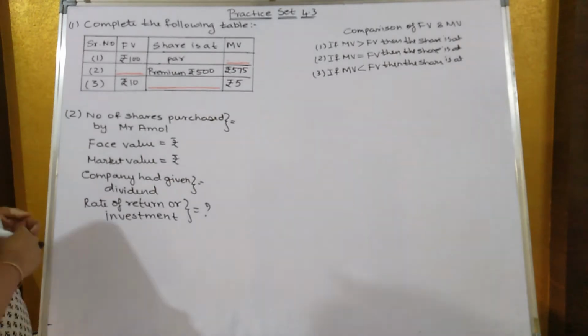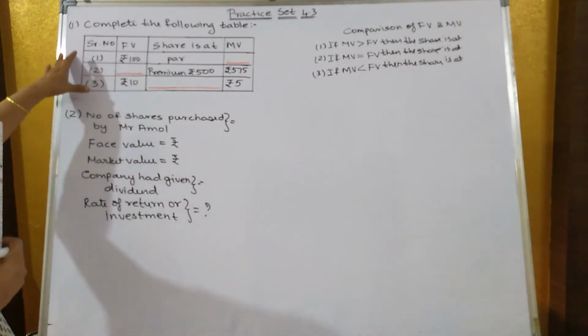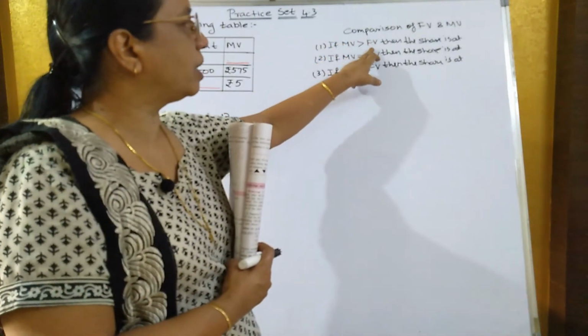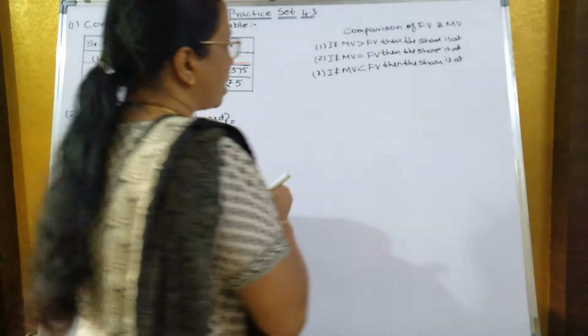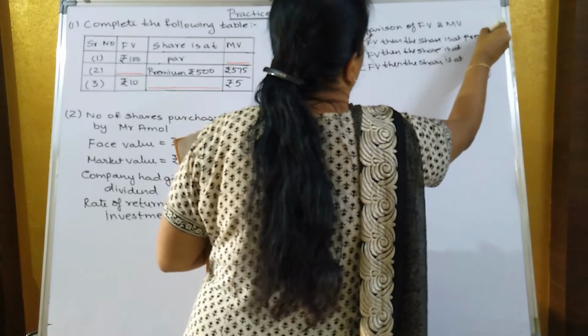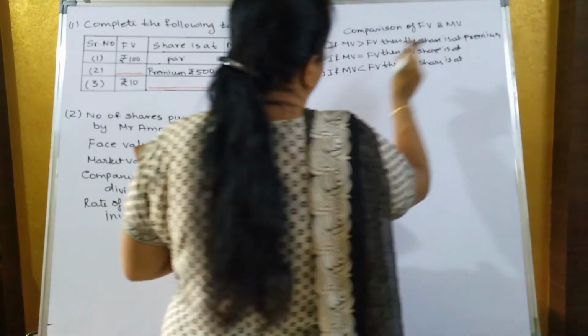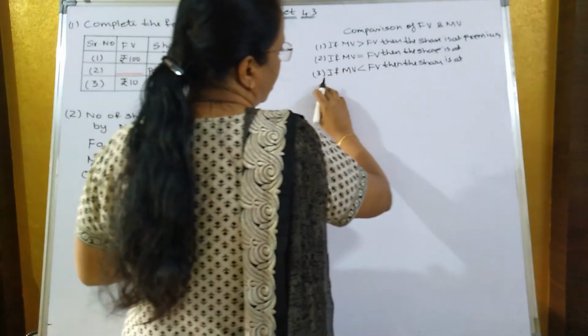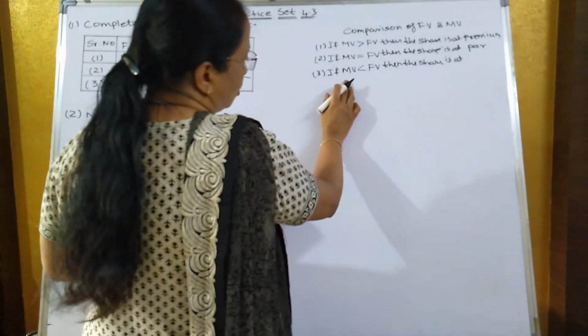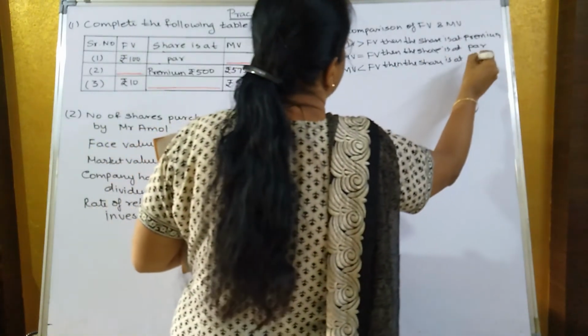Now practice set 4.3. Before we start the first sum, you must understand this. If market value is greater than face value, then the share is at premium. And if both market value and face value are equal, then the share is at par. And if market value is less than face value, then the share is at discount.